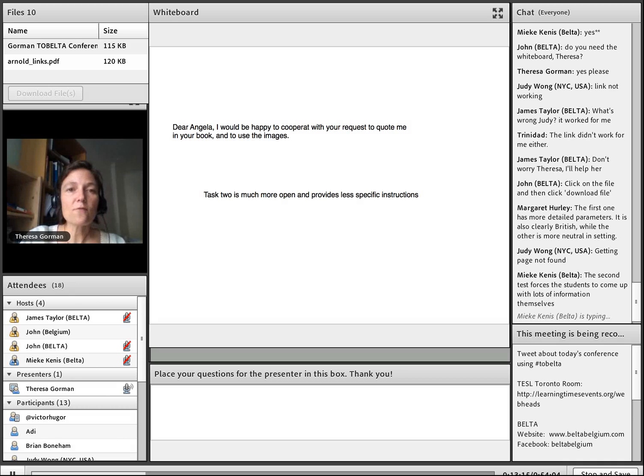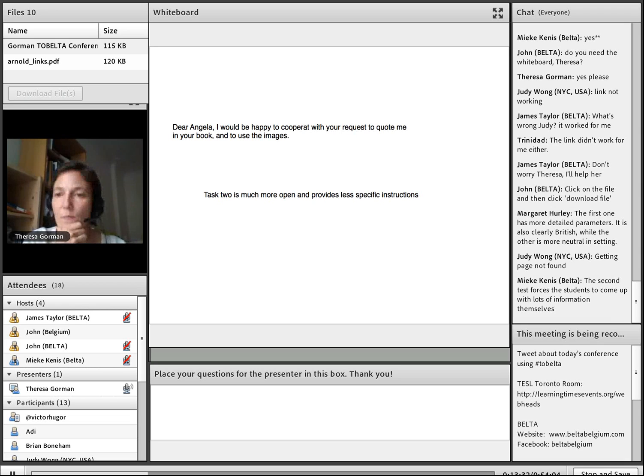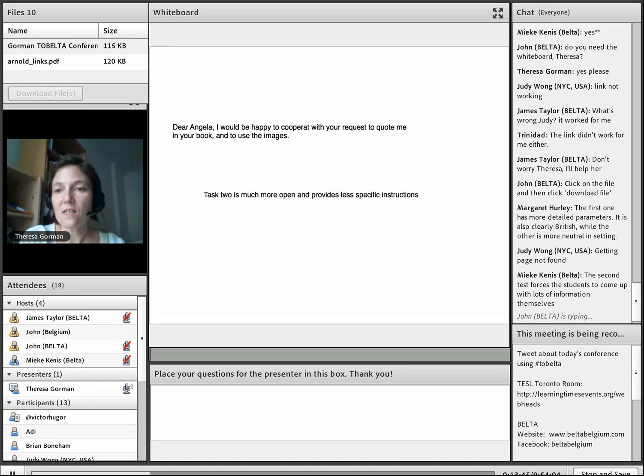Feel free to, what you can do is, if you see the whiteboard in the middle of your screen, all you have to do is select the text, the big T, and then you can write your ideas right up on the whiteboard. So Mike says the second task forces the students to come up with lots of information themselves.